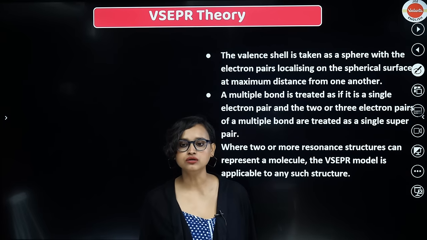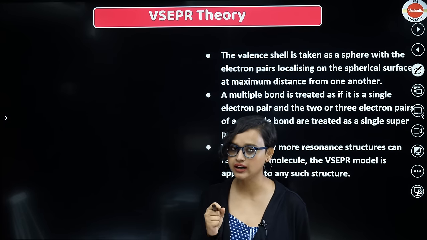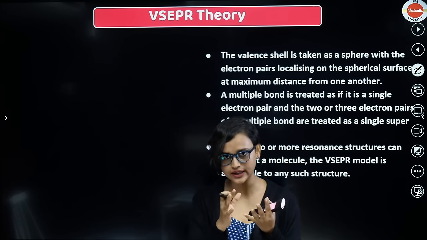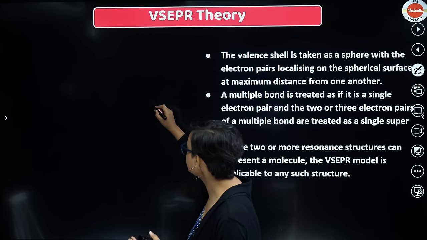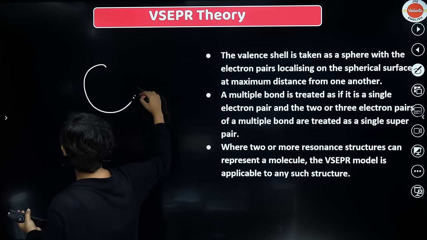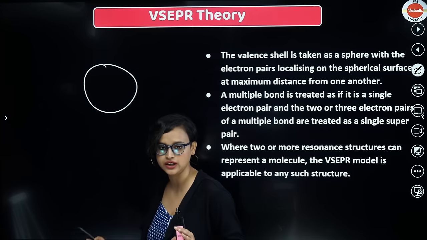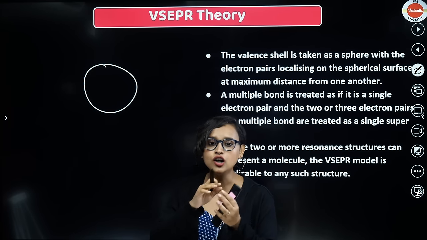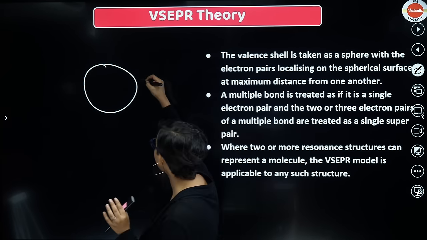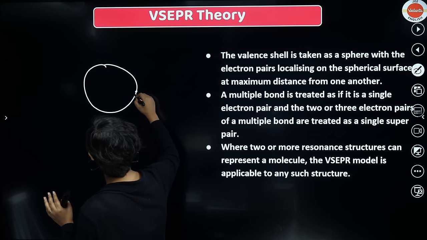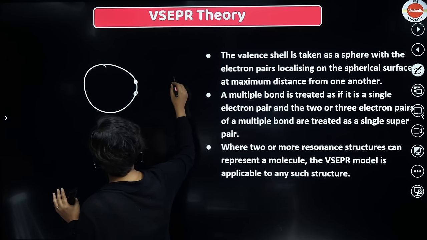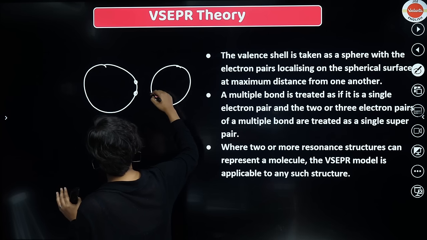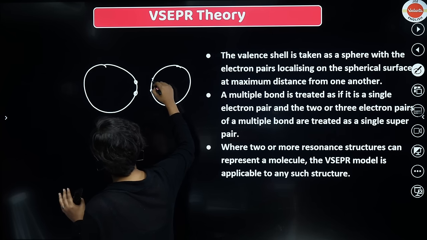So moving on, what happened is the valence shell is taken as a sphere. So you say that the last shell is actually a sphere, okay? The last shell is actually a sphere, all right? And the electron pairs are localized on the spherical surface. So what happens is, if the electron pair is, let's say, here and here, and there is another electron cloud that is here, okay? Let's say that here also you have an electron.